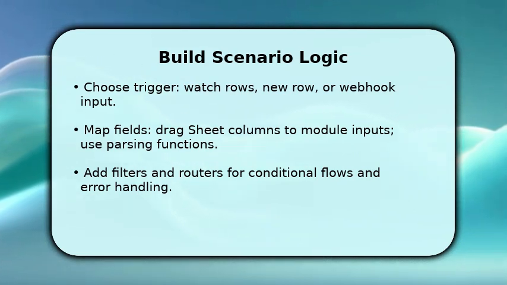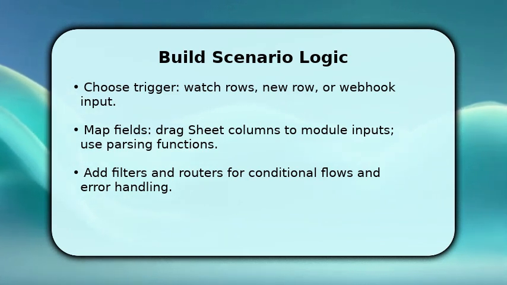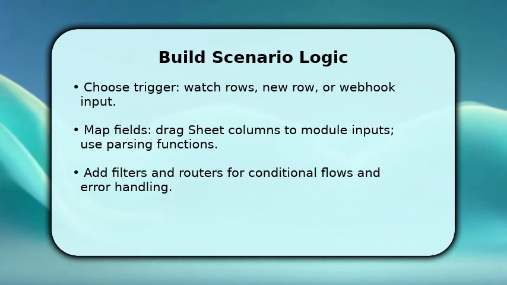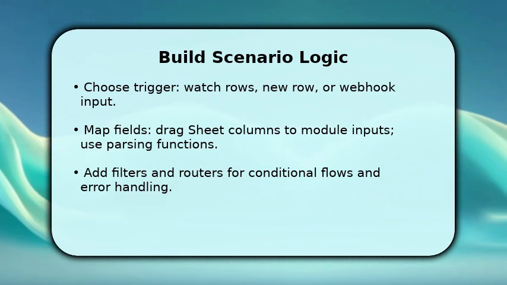Use Make.com functions to transform dates and numbers as needed. Add filters or routers to branch logic so only relevant rows proceed. This structure keeps operations efficient and prevents accidental overwrites. Once done, test each path with sample data.